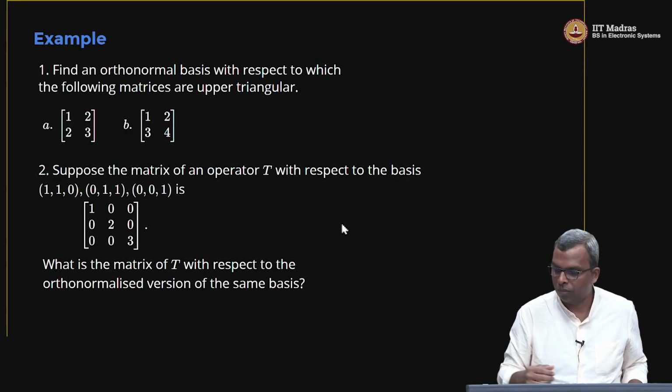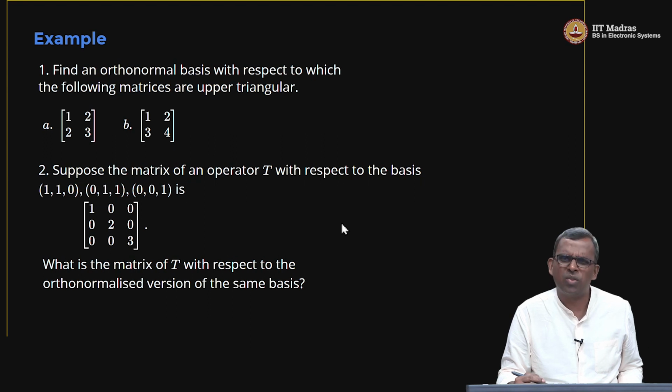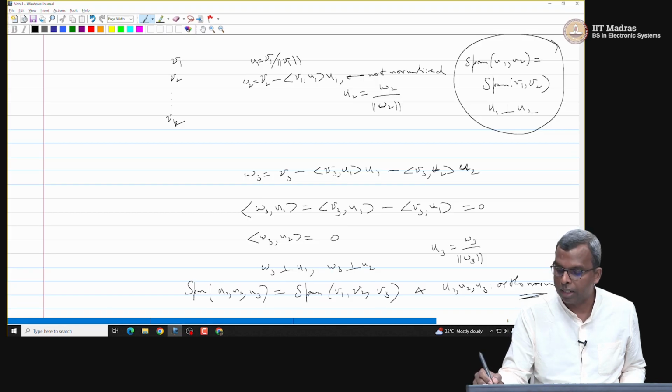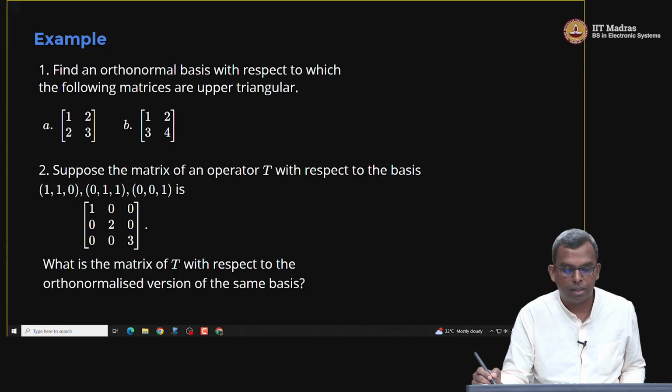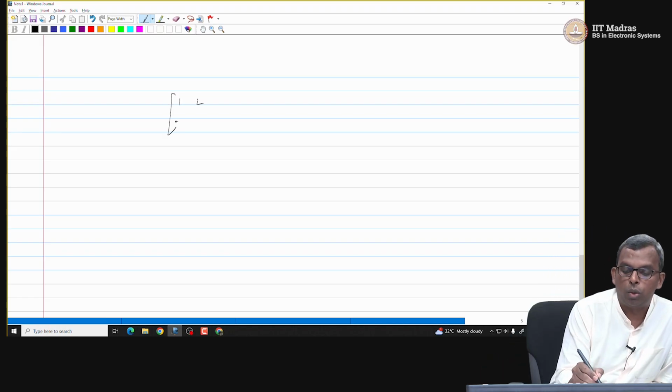Here is a little bit of an illustration. Maybe this property needs a bit of illustration. You are asked to find an orthonormal basis with respect to which 2 by 2 matrices are upper triangular. Let us try a 2 by 2 matrix. Finding these bases for upper triangular is very easy in 2 by 2, so let us do that first. I think the case is [[1, 2], [2, 3]]. Let us do that.